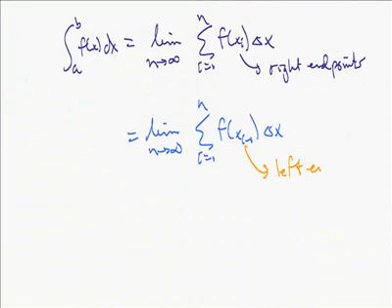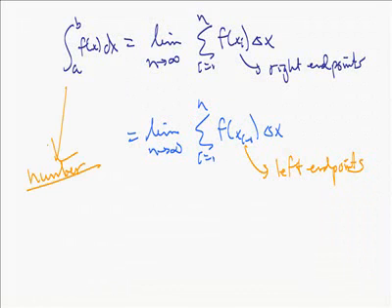But that's also exactly equal to this integral, the integral from a to b of f of x dx. And what this gives you is just a number, because it's going to be the area under that curve.